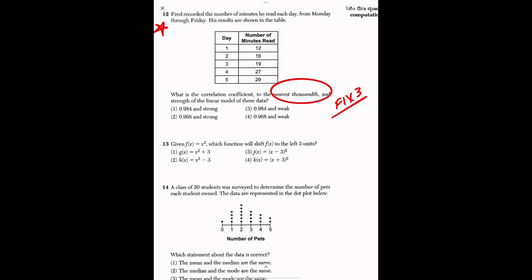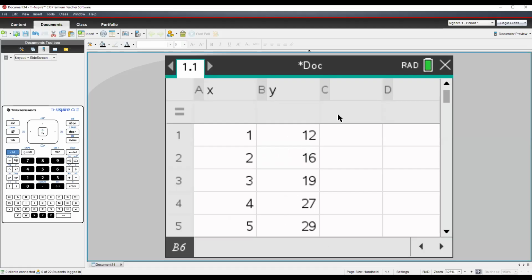It's a table, so we're going to be using a spreadsheet. Now, I've already entered the data. You guys have done linear regressions before, so you kind of know the process. But there's one thing I want to show you that's a little different. So first thing we're going to do is grab the calculator, and I've already entered the data. X, the days, Y, the number of minutes read, boom. Okay. Now, all I'm going to do is what we've done before.